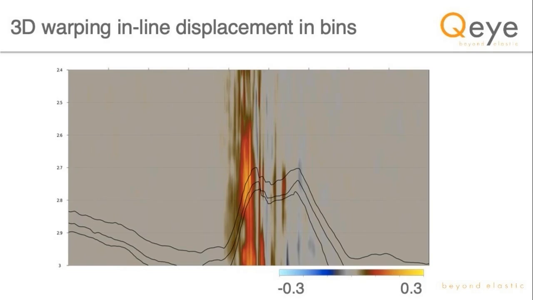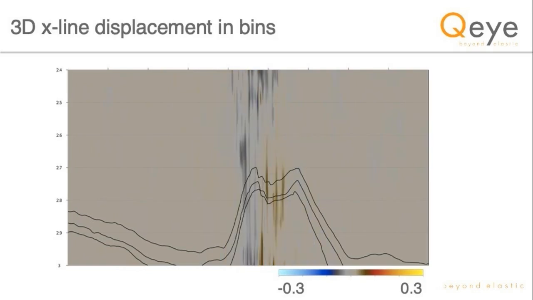And again, if we look at the warping in the inline direction, we see the displacement now in bins. So again, here is about 20–30% of the bin size that we have to move the data around on one of the flanks of the field. And in the crossline direction, you see it's very minor and it's sort of hovering around 0. So not very dramatic.